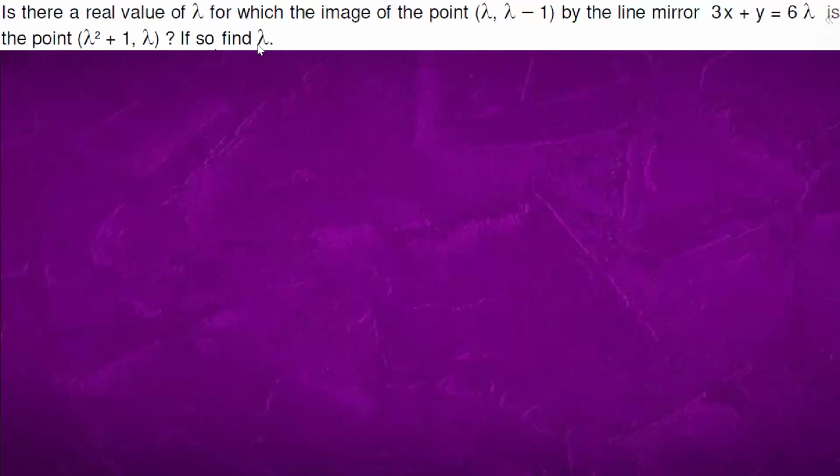We are told that we have to find the image of this point in this line, which is this one. So find the value of lambda. So can we say that the slope of this line is what? Lambda square minus lambda plus 1.